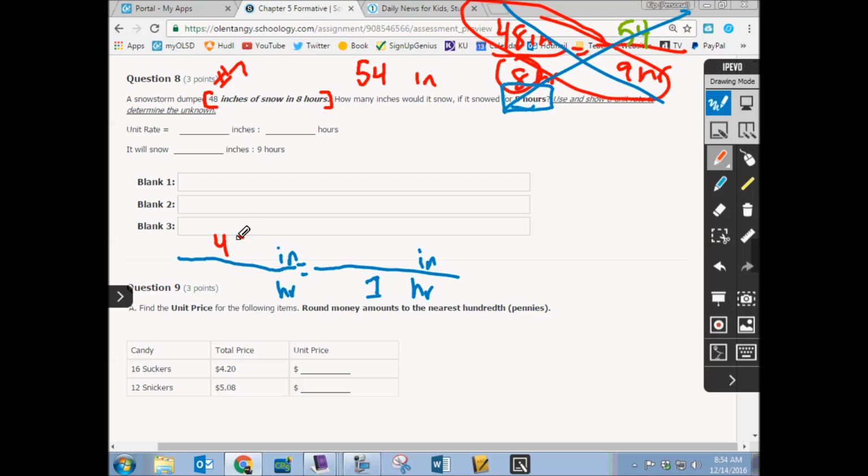This is going to be 48 inches in 8 hours. We are dividing our number of hours by 8. By the way, could we cross multiply and divide here also? Yes, we could. Divide by 8. We learned that it is 6 inches in an hour.